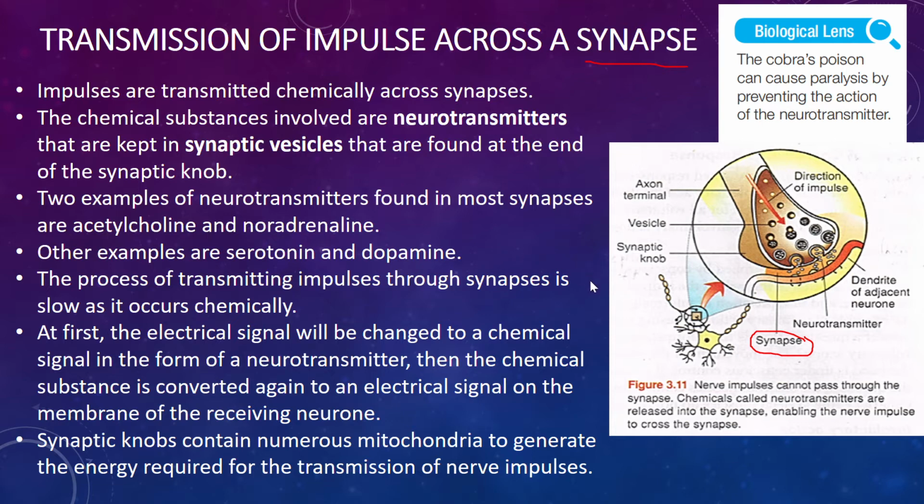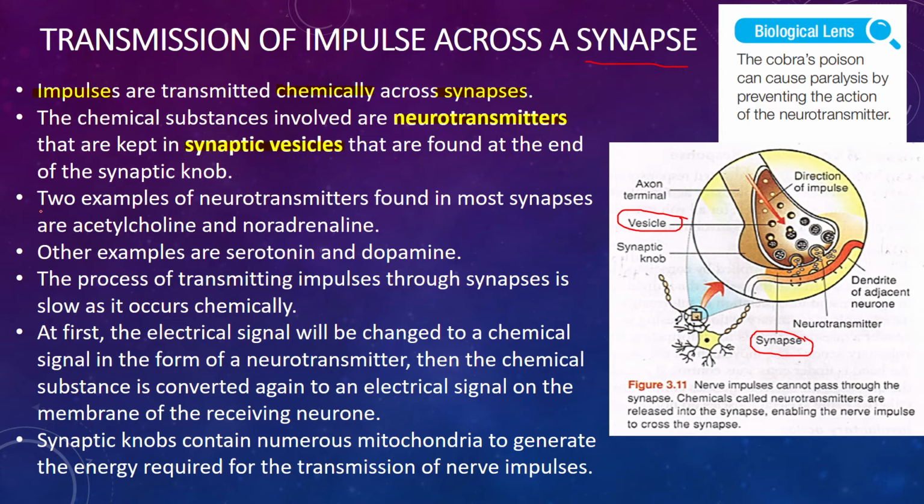Okay. So impulses are transmitted chemically across synapses. Impulse punya transmission. So the chemical substances involved, kita panggil dia sebagai neurotransmitters. And where are they kept? They are being kept in the synaptic vesicles. Okay, boleh nampak? This is the synaptic vesicles. Ini ada punya vesicle. Okay, inside containing all these neurotransmitters.